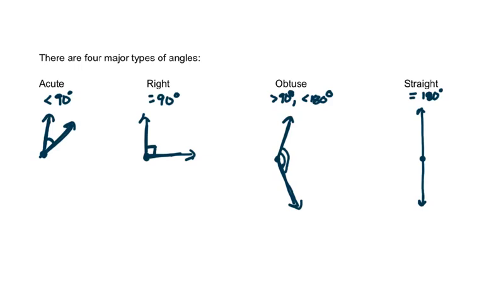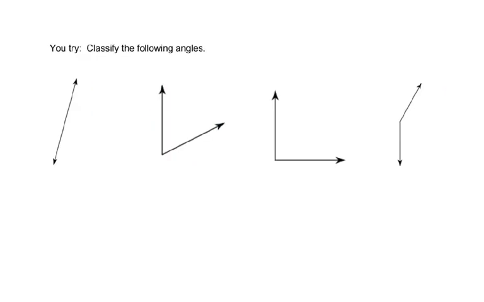Obtuse are the ones that open wide. And straight are the ones that make a straight 180 degree line. So now let's try and classify a couple of these. Okay, we said the one that was a straight line is a straight angle.